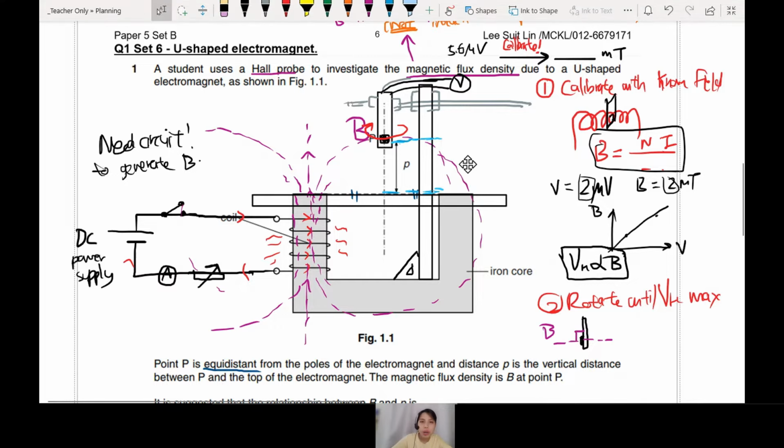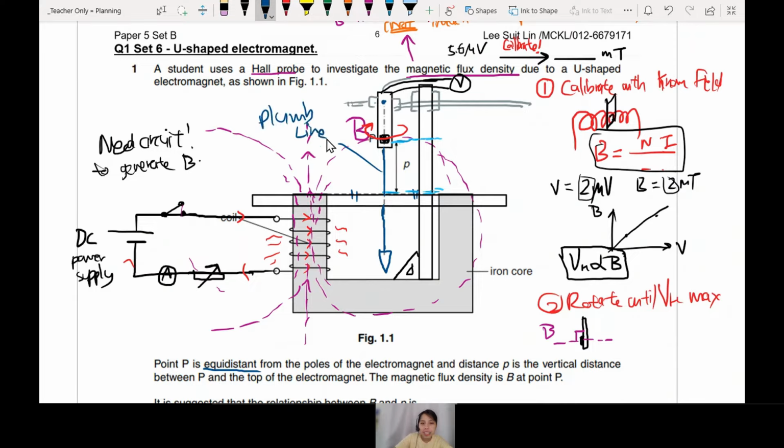So I'm going to use what we call a plumb line. Plumb line means the position where the Hall probe is, let's say behind here, I hang this very heavy metal string, where it has a very heavy metal at the other end. So it will always be straight, vertical all the way down to earth. This is what we call a plumb line.